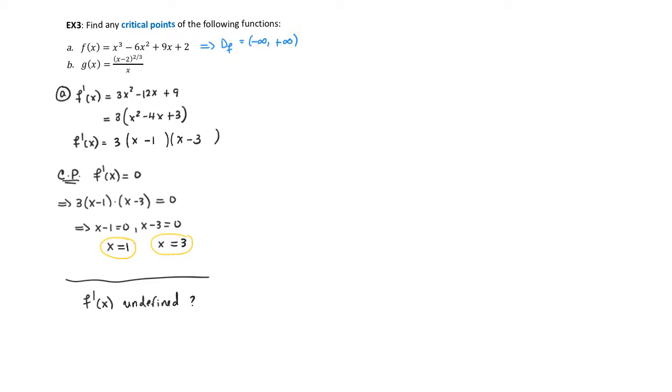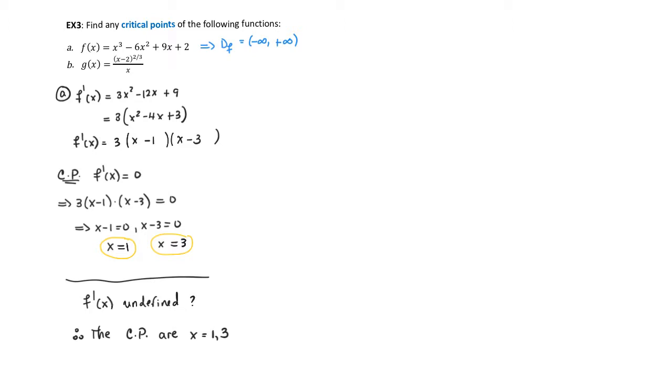That means that these are the only critical points. So as a conclusion, I'm going to say here, therefore, the critical points are x equals 1 and 3. So these are the 2 critical points that I found.